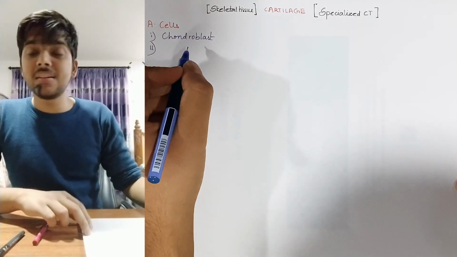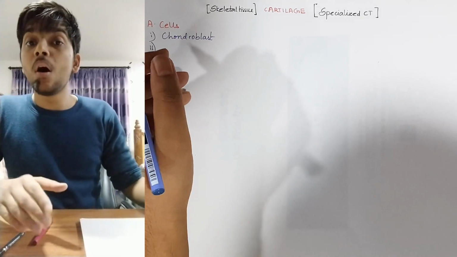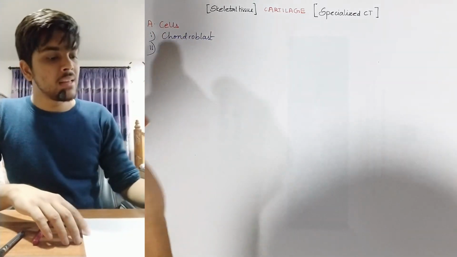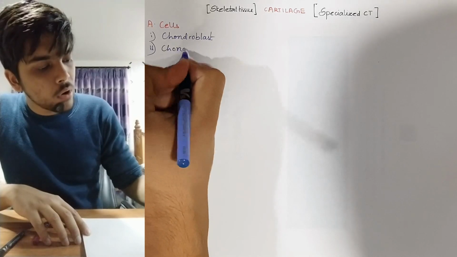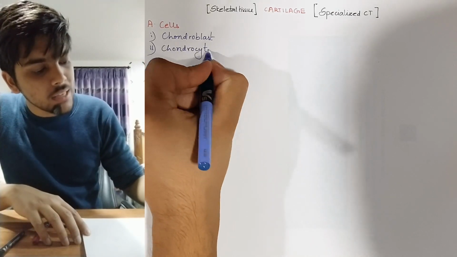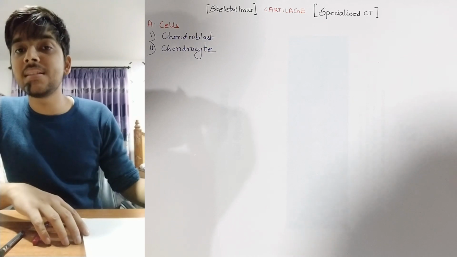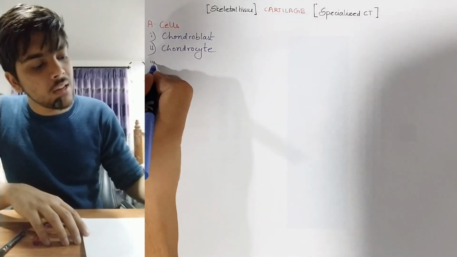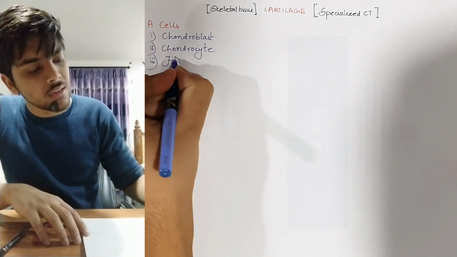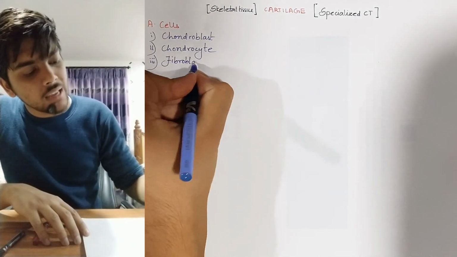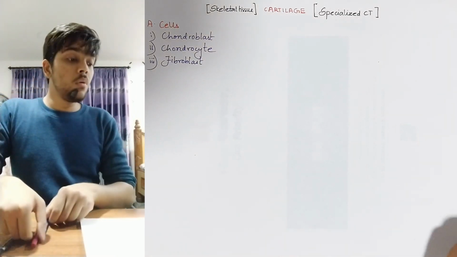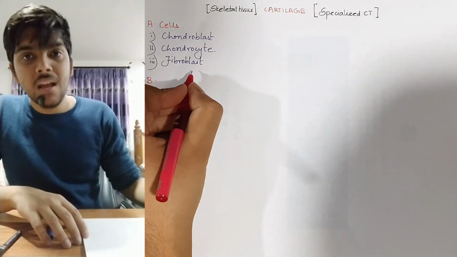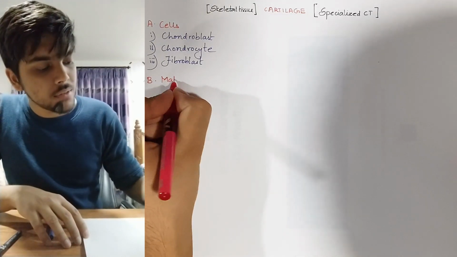Its function is similar to that of osteoblast found in bones. Second is chondrocyte, where chondro means cartilage and cyte means cells. So these are your cartilage cells, the same way osteocytes are your bone cells. And finally, there's fibroblast. These are the fiber secreting cells. These cells, along with the fiber secreted by fibroblast, are present on a matrix.